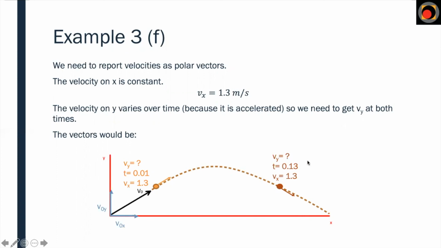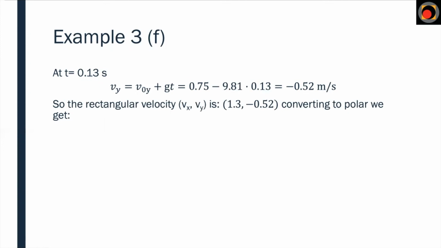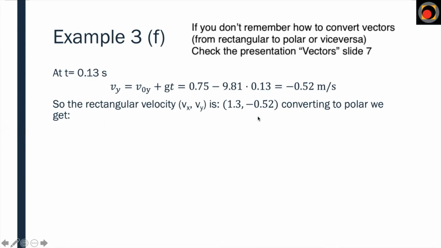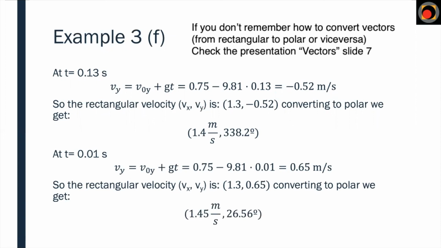With the formula from number 2, we can get Vy. Vy is just the initial velocity plus g, always negative, times the time. We get the velocity at time 0.13, so the rectangular velocity would be 1.3 comma minus 0.052. We can convert to polar and we get the polar velocity vector. Then for 0.01, we do exactly the same thing: we substitute the values and convert to polar.